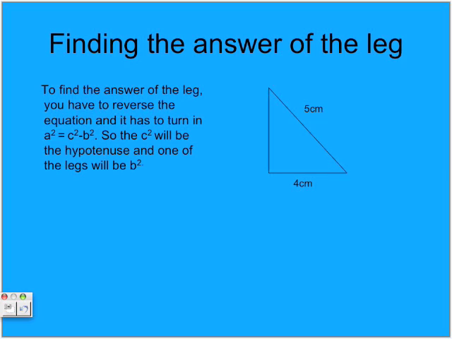Finding the answer for the leg. So say, for example, in one of the questions they give you the hypotenuse and leg B, and you have to find leg A. So you would have to use the equation a squared equals c squared plus b squared.